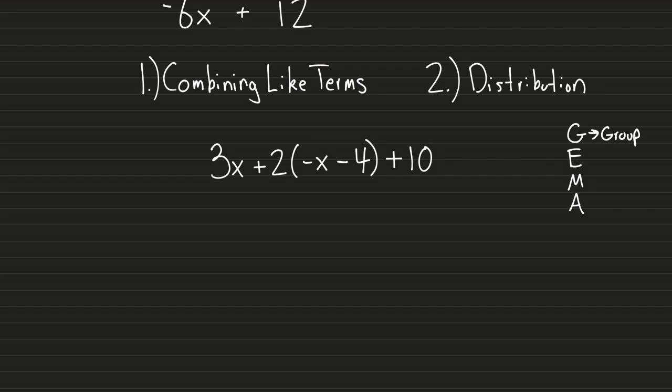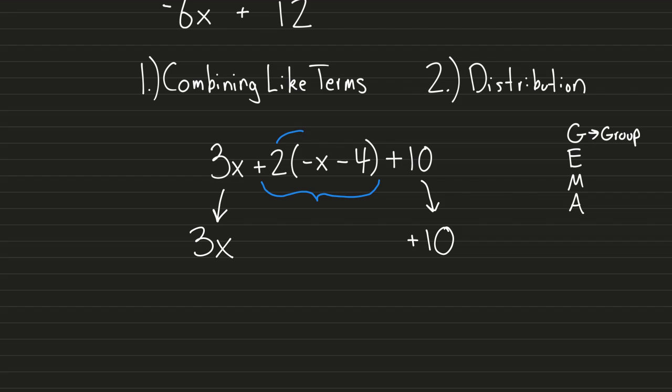So let's see what happens. We're just going to focus on this group here in the middle. We've got a 2 distributing into that group. And so for now, this 3x can just kind of come down here and hang out on its own. This 10 can come down here and just hang out on its own. We're really just focusing on this group in the middle.